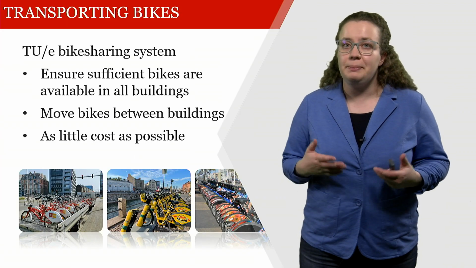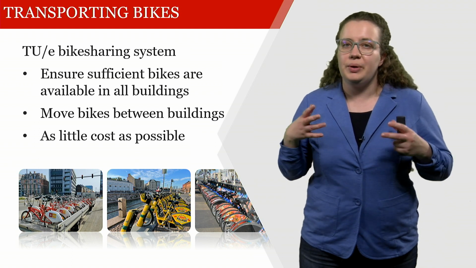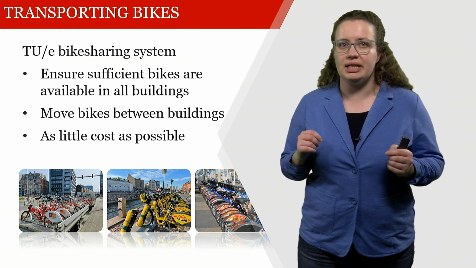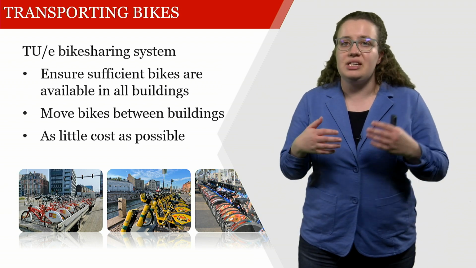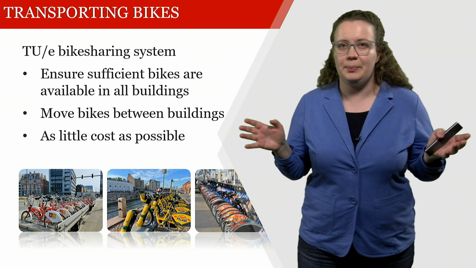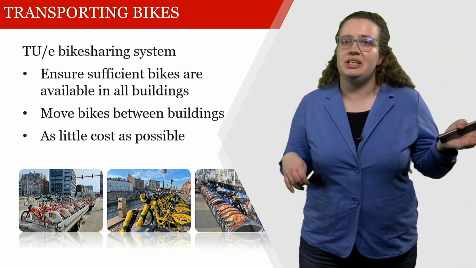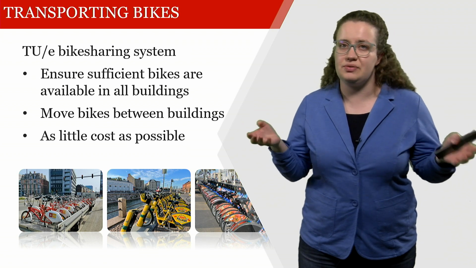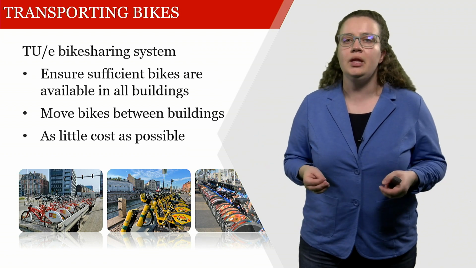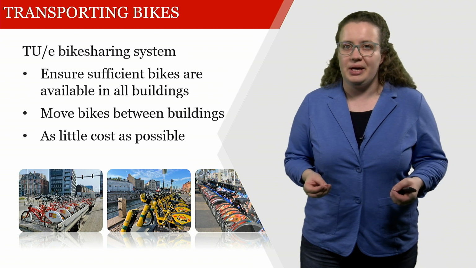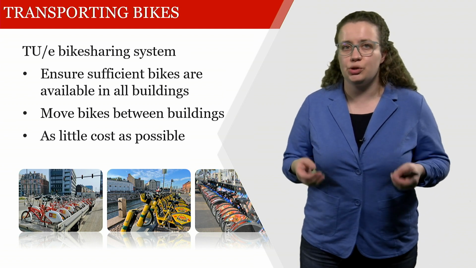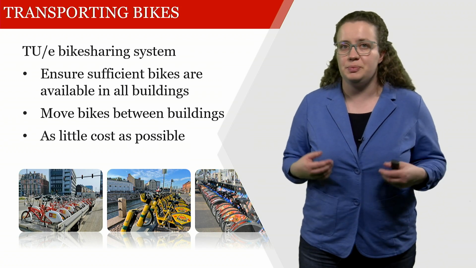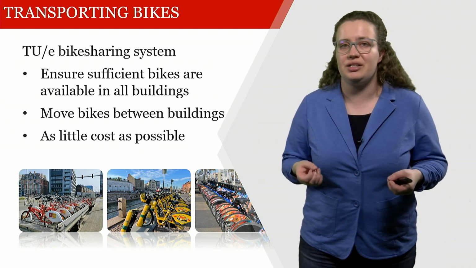So we have the TOE bike sharing system, where you can rent a bike at one location and drop it off at another location on campus. The problem with this is that it is possible that some locations all of a sudden have fewer bikes and some of them have more bikes just because of demand imbalances. So what the operator of such a bike sharing system has to do is ensure that sufficient bikes are available in all buildings by moving bikes between buildings at as little cost as possible.